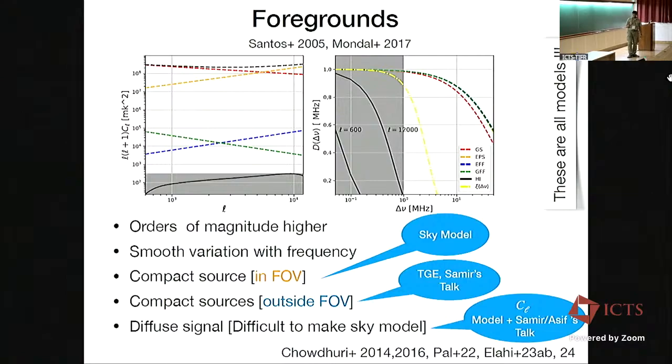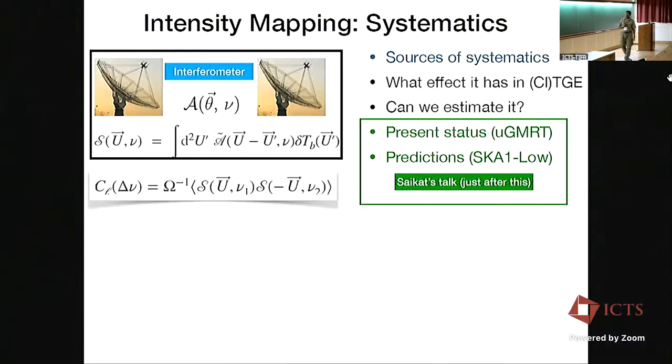That is a direct effect of the foreground. There is an indirect effect, which is essentially the systematics. How that comes in, we will discuss. So what we will try to talk about is what brings in this systematics. Can we estimate it? What is the effect on the C_ell? That will be my talk. And just after my talk, Saikat will come in and will tell you the application of these methodologies in 2 cases. One is a uGMRT Band 3 observation. The other is a prediction for the SKA1-Low.